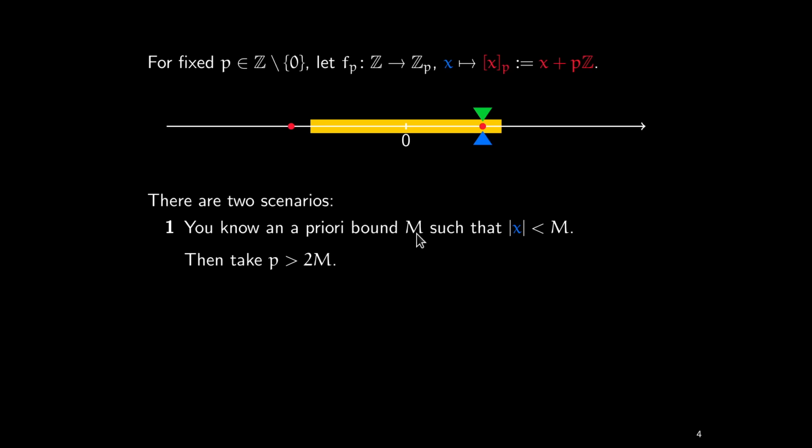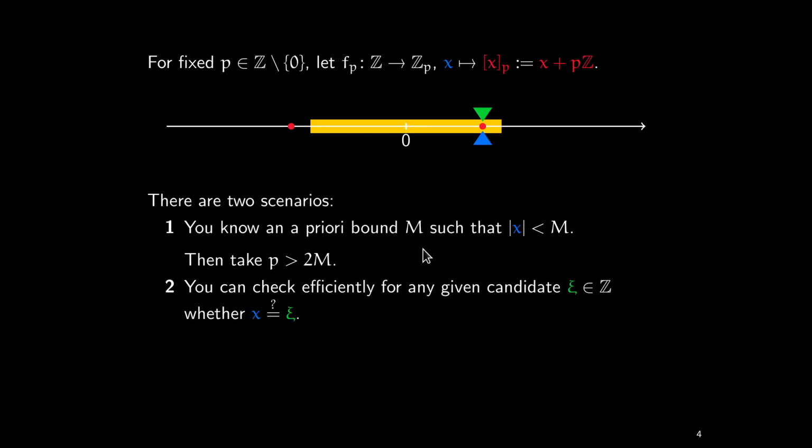Maybe you don't have such an m, or maybe you have an m, but the m is pessimistic. Maybe it's bigger than necessary, and you don't want to make the prime bigger than necessary, because it also costs computation time. So you look for another possibility, and here is another option. But it's again an assumption. Maybe you can check efficiently whether you are done. So if you have, for a given green triangle, a possibility to efficiently check whether this is actually the integer solution of your problem, so whether the xi is equal to the x, then you don't need to worry so much about the choice of the p.